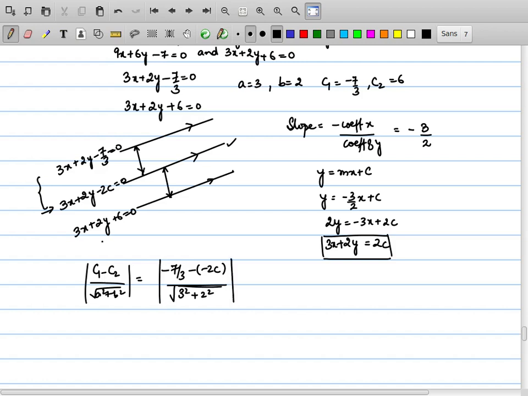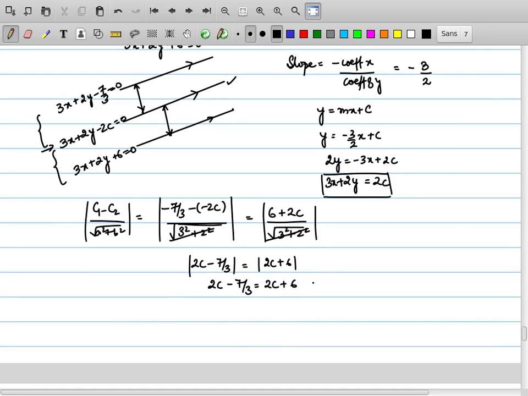Now this distance should be same as distance between these two lines. And what is the distance between these two lines? c1 minus c2, that is 6 minus minus 2c, that is plus 2c upon under root 3 square plus 2 square. Now this and this get cancelled, and we are left with mod of 2c minus 7 by 3 is equal to mod of 2c plus 6. But when mod is opened, it will be opened with plus minus sign, because either both are negative or positive, they will give the same output, 2c plus 6.